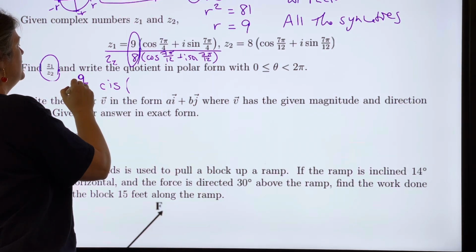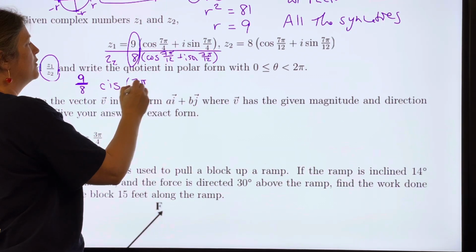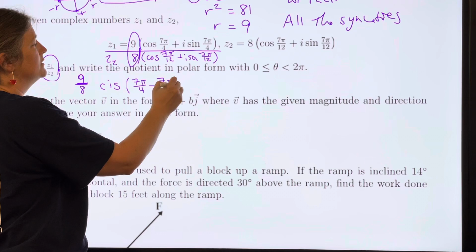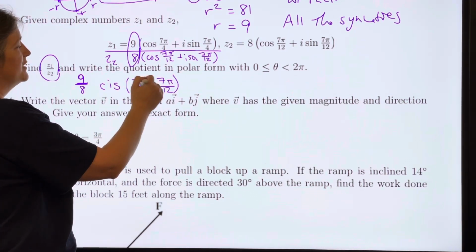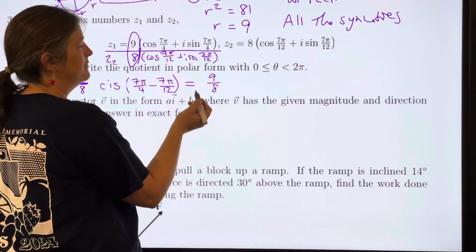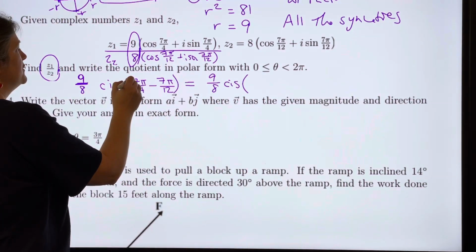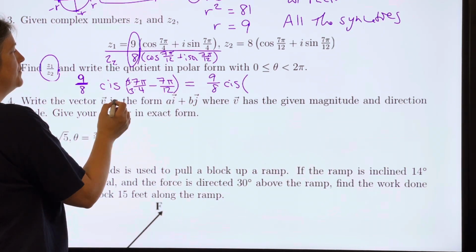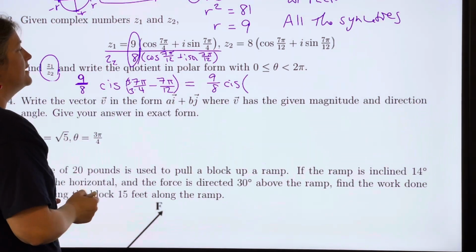My angle will be the top one, 7 pi over 4, where I start. I'm going to subtract the angle of the bottom one. So it's just that easy. 9/8 cis, whatever this angle is. To simplify that, I have 9/8, which doesn't simplify, no common factors. Cis, all right, I have to multiply this by 3 over 3 to get 21 pi over 12. 21 pi over 12 minus 7 pi over 12.